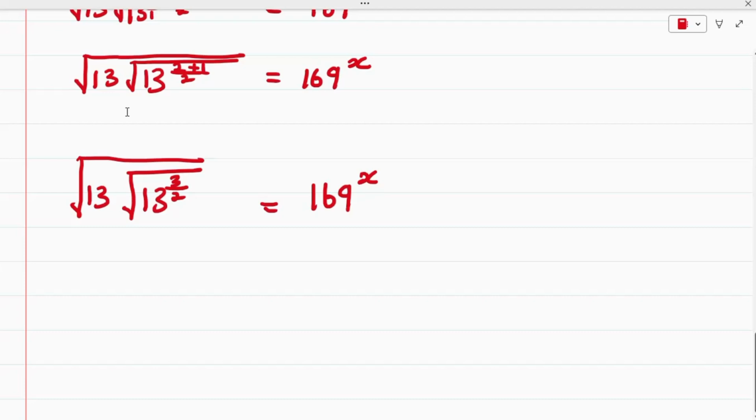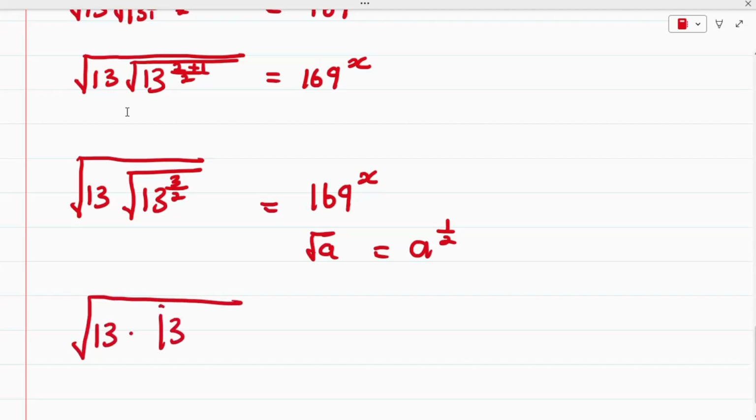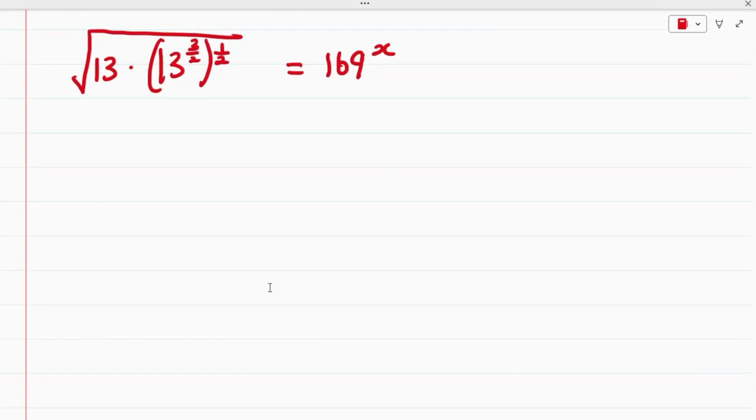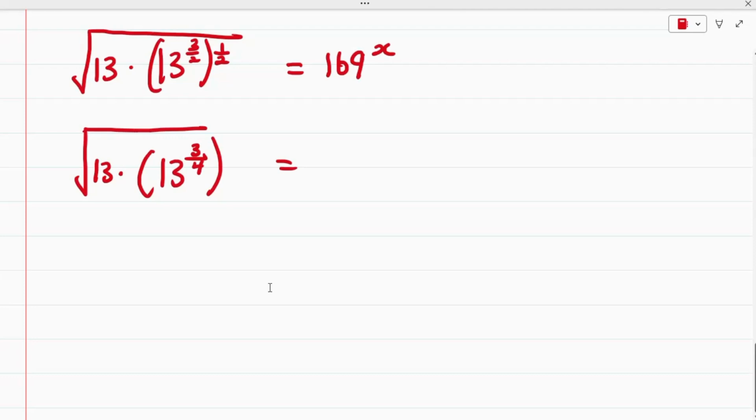Applying the same property that says the root of a is equal to a raised to the power of 1 over 2, we have the square root of 13 multiplied by 13 all raised to the power of 3 over 2 multiplied by 1 over 2, and this equals 169 raised to the power of x. So we have the square root of 13 multiplied by 13 raised to the power of 3 times 1 is 3, divided by 2 times 2, which is 4, which equals 169 raised to the power of x.